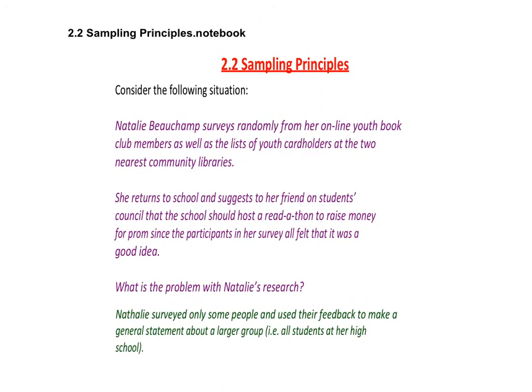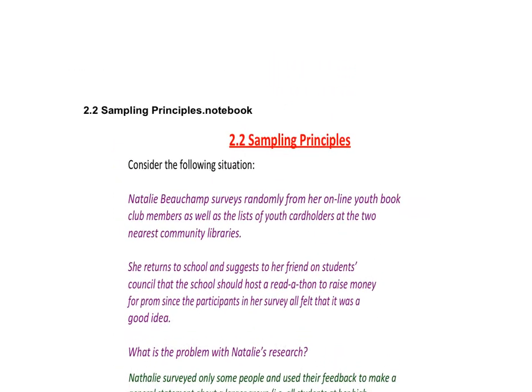Okay. We have a second part of the lesson today, and these are called sampling principles. So consider the following situations. Natalie Beauchamp surveyed randomly from her online youth book club members as well as a list of youth card holders at 2 nearest community libraries. She returns to school and suggests to her friends on Students' Council that the school should host a readathon to raise money for prom, since participants in her survey all felt that it was a good idea. What is the problem with Natalie's research?